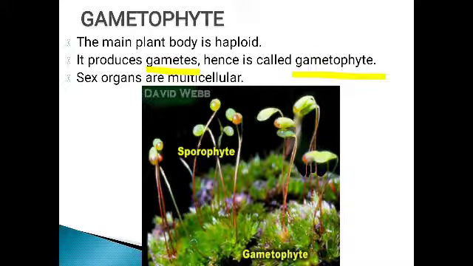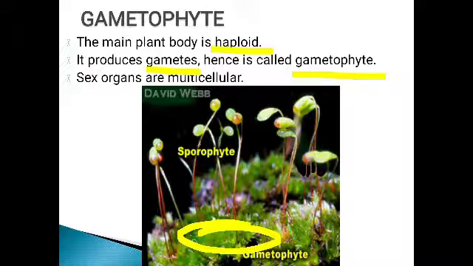It produces the gametes. You can see the parts which are seen attached to the soil surface. That is the main plant body, that is called the gametophyte, because it produces the gametes. That's why it is named as gametophyte. And this gametophytic plant body, the main plant body, is haploid in nature.